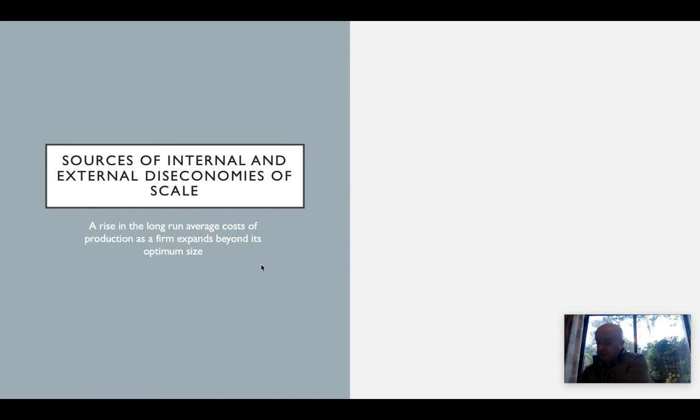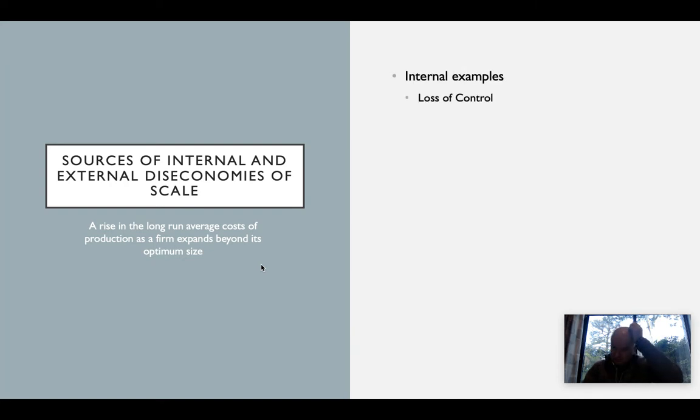So, looking at some sources of internal and external economies of scale then, this is when we're talking about diseconomies, so costs getting higher. That's basically where we're going to get a rise in the long run average cost of production as a firm expands beyond its optimum size.